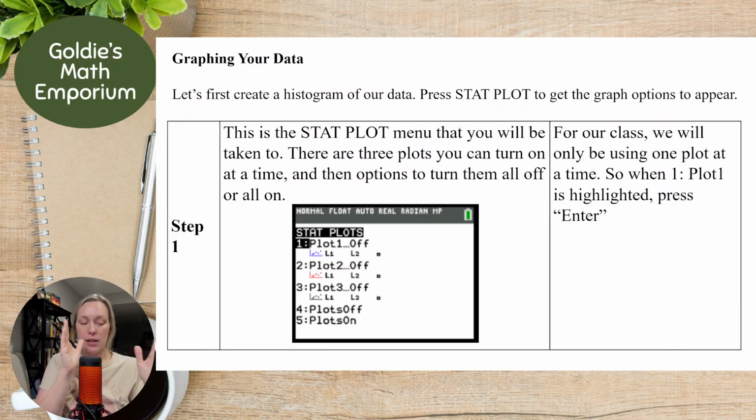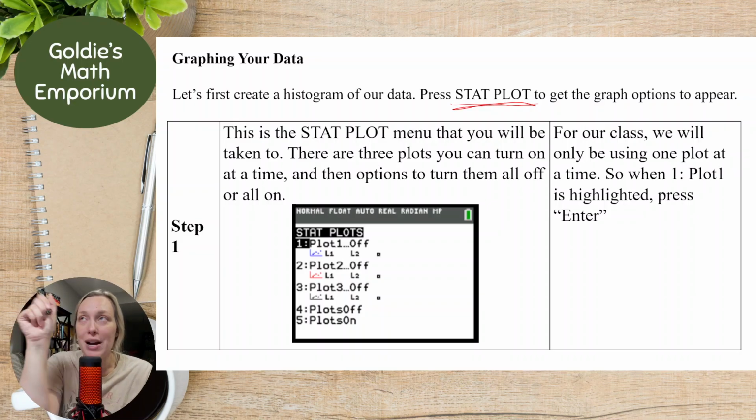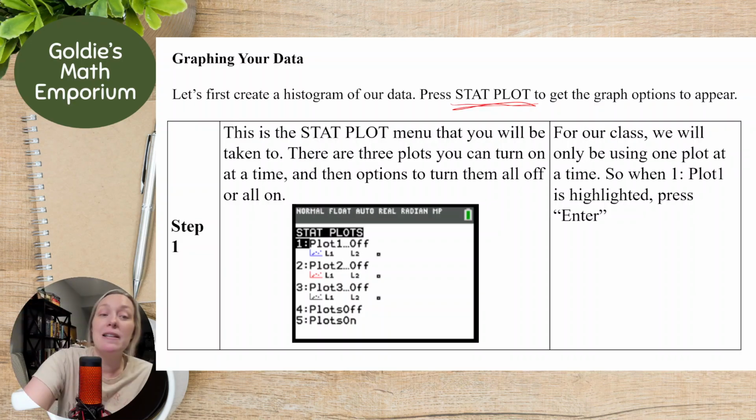All right. Let's say you have all of your data in L1. Okay, so we're going back to all of your test scores are in L1. Now let's make a histogram of that data. Okay, now we're going to go to stat plot. Okay, to get our graphing options to appear. So press second and then Y equals to get to your stat plot. And this is the stat plot menu. There's 3 plots you can turn on and then options to turn them all off.